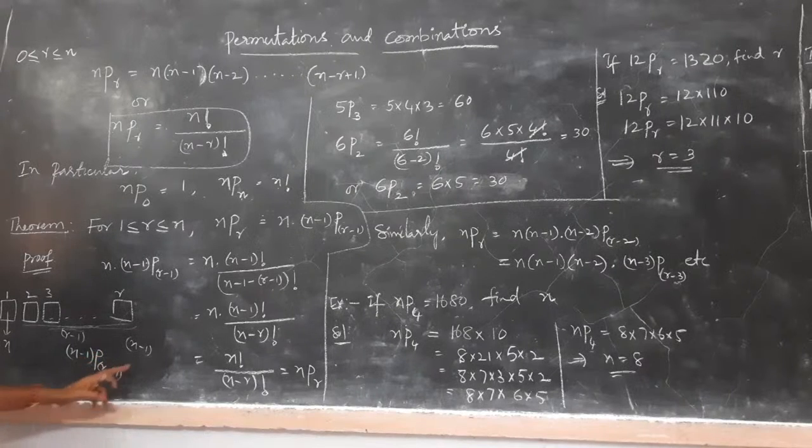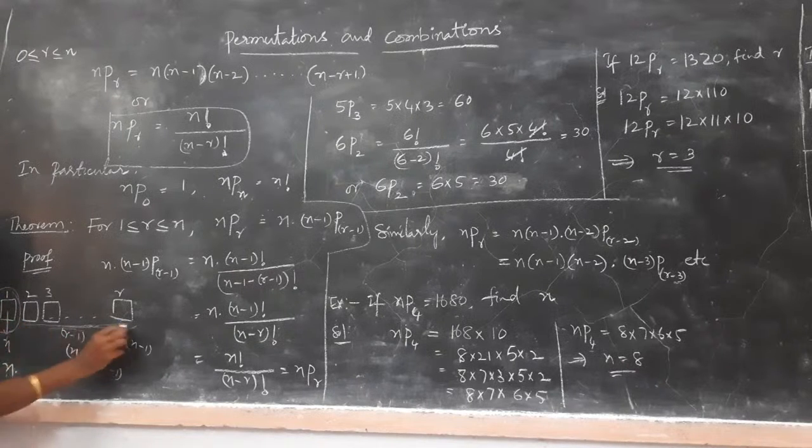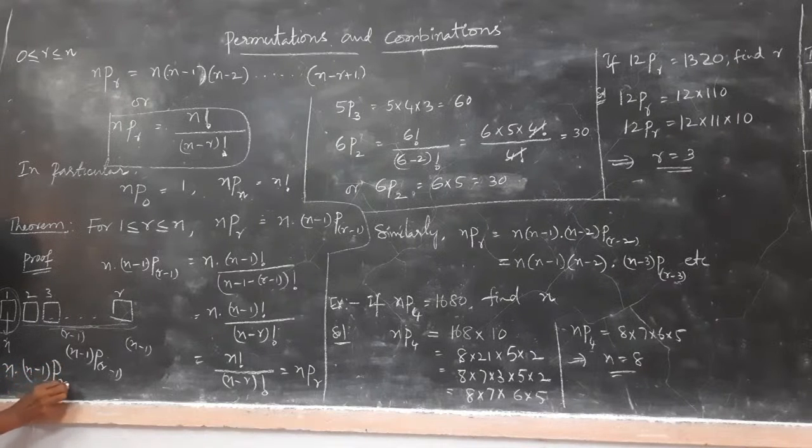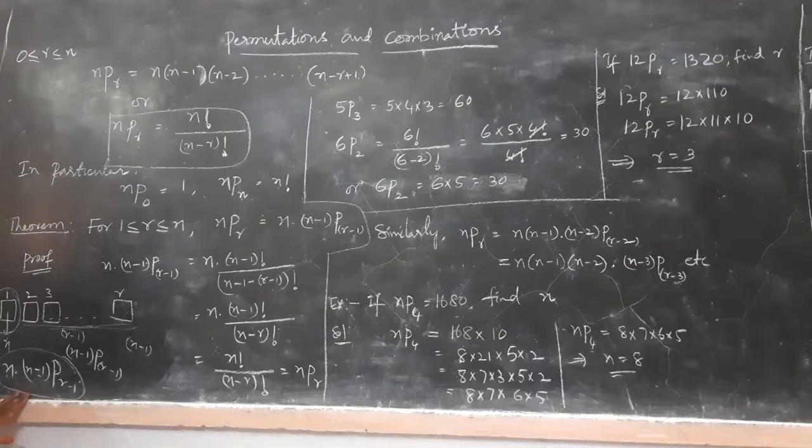Okay. So according to the fundamental principle of counting, the total work can be done in n into. So ఈ blank place ఏమో దీన్నేమో n ways. మిగతా ఎన్ని ways? n minus 1 P r minus 1 ways. The total work can be done in n into n minus 1 P r minus 1 ways. So this is theoretical. This is the proof of this theorem using fundamental principles.